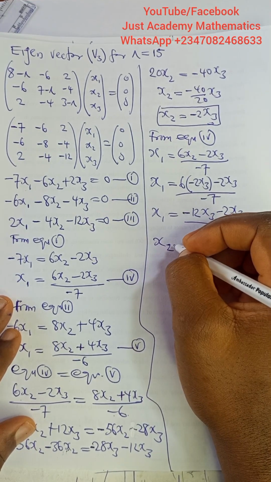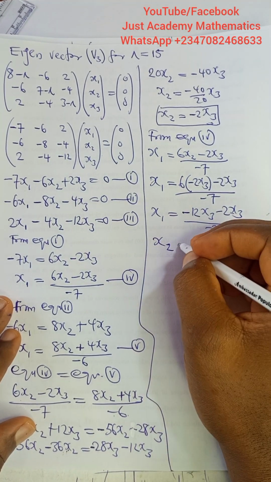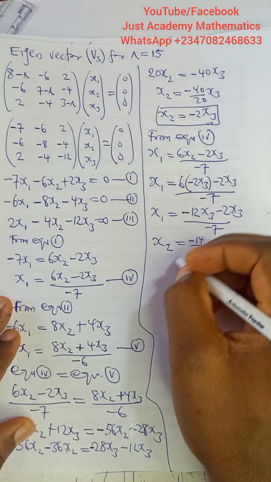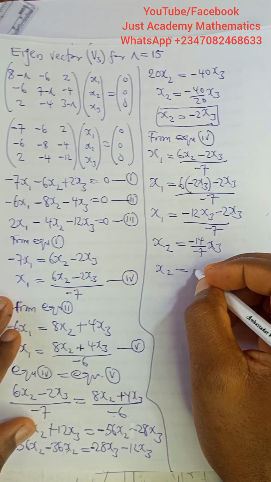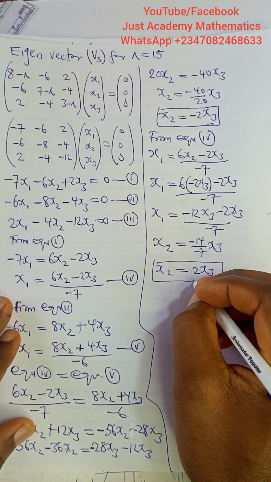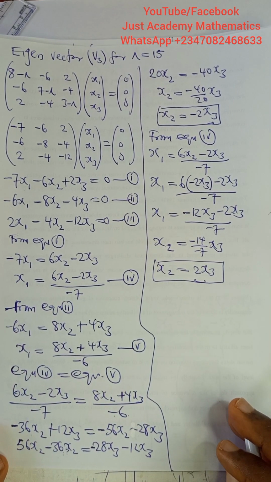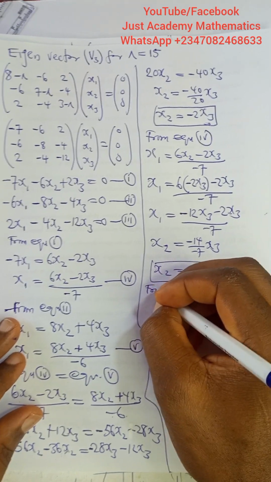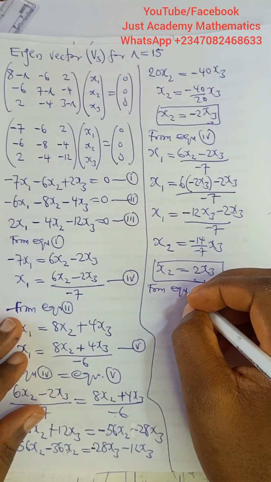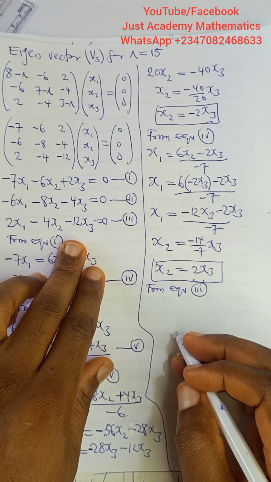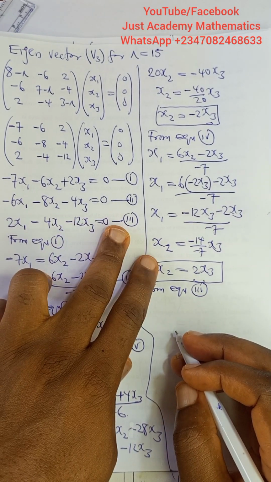Minus 14 over minus 7 x3. So x1 is simply what? 2x3. This is the value of x1. So we are now to find x3 from equation, let's say equation 3 now. Let's make this x3 the subject. Just bring this x3 here.